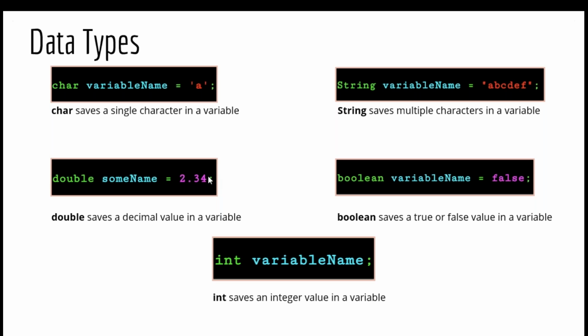And then, of course, as I mentioned before, the integer, which we already looked at, just saves an integer value in a variable. So double will do decimals, and integer will only do whole numbers. It can be negative or positive. And double can also be negative as well. It's just that double will store negative decimal numbers along with positive decimal numbers.